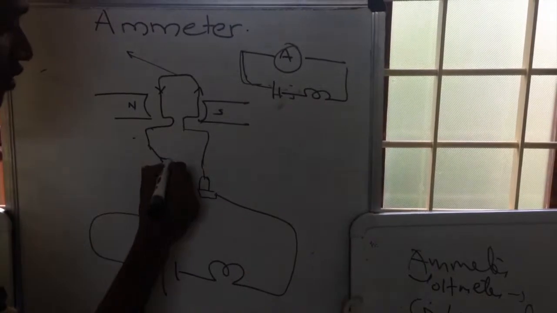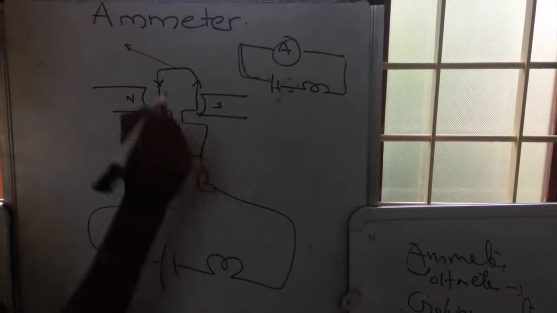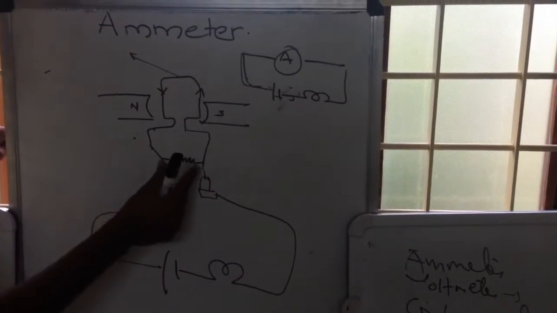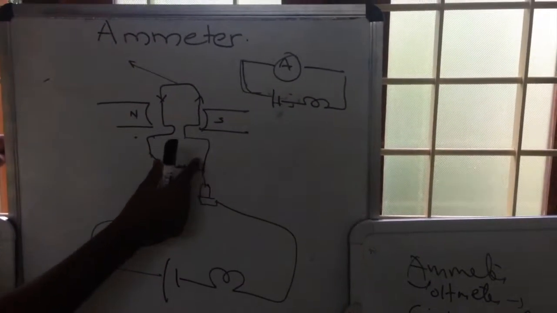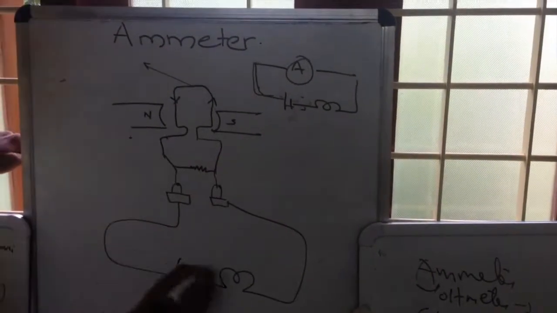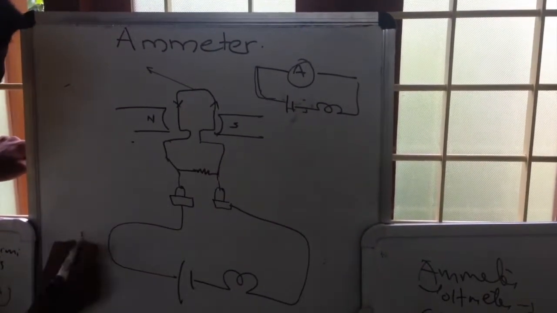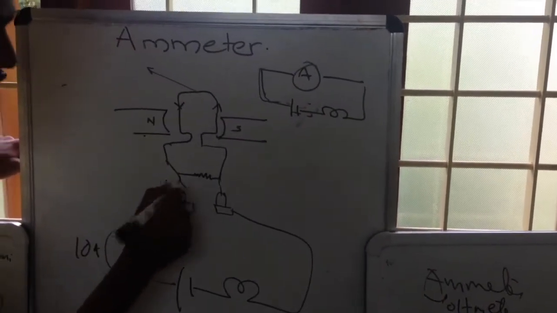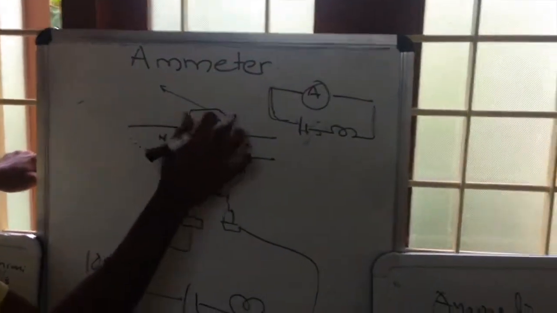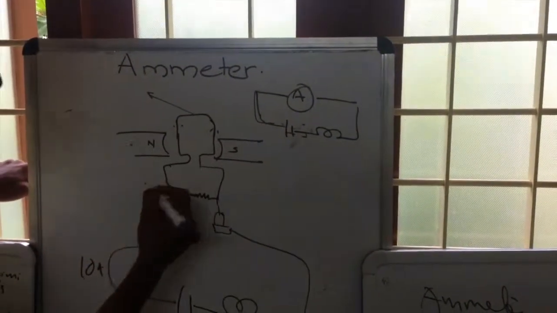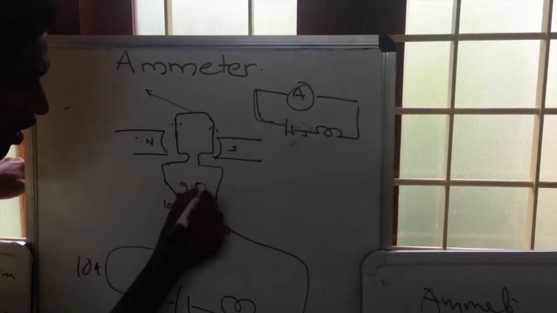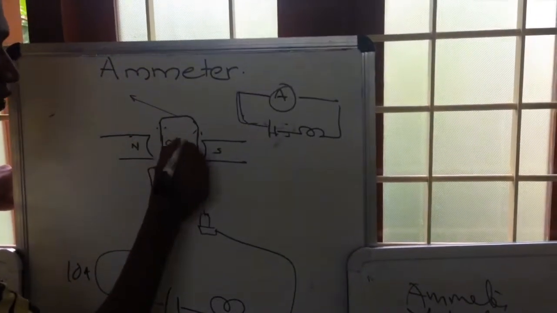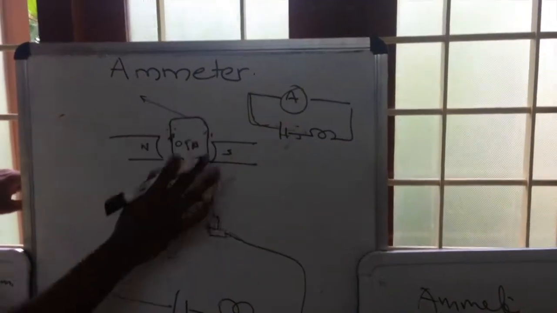So what we are doing is we will provide a low resistance path here. That means to the galvanometer, we are keeping a resistance parallel to that galvanometer. So suppose I am supplying 10 ampere current. 10 ampere current will come here, and of this 10 ampere current, say 9.5 ampere will be passing through this low resistance path. The remaining 0.5 ampere will pass through this particular coil.